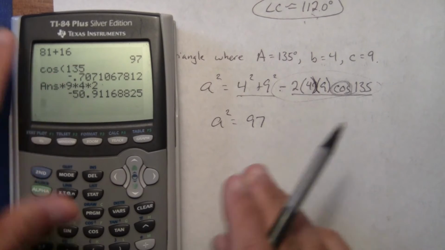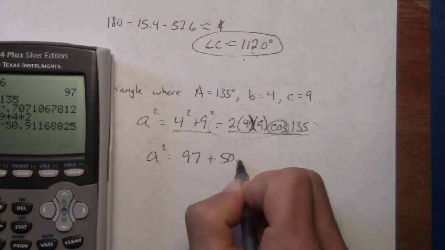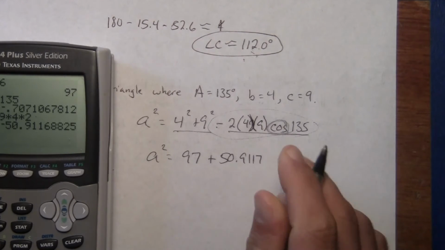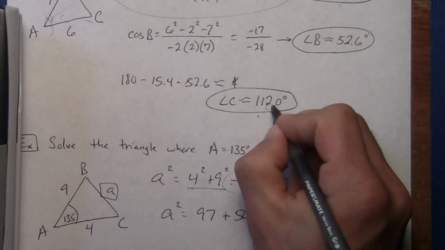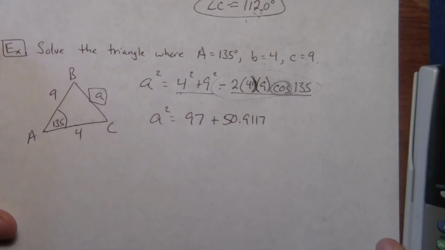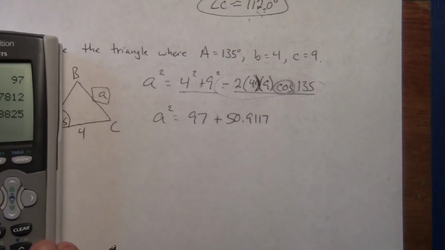This is already negative, so subtracting a negative, I should say this is now plus 50.9117, let's say. Anytime I'm rounding an angle, I always go to one decimal place. It's just my rule of thumb. If you want to go more, you're fine. Anytime I'm doing a side length, I tend to go more. Again, if you said it was 50.9, I would be okay with that.